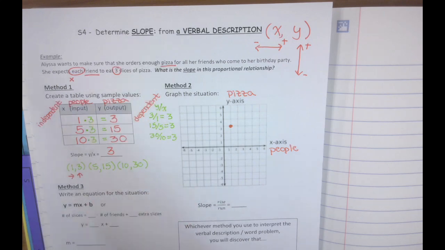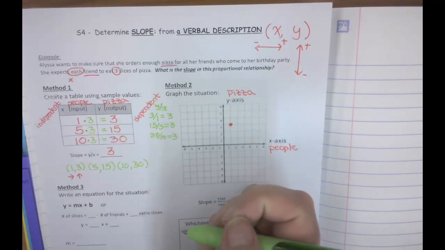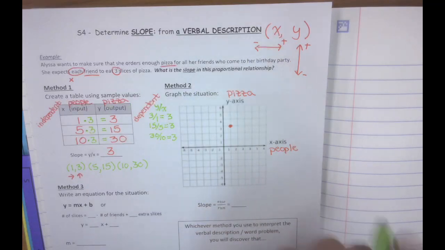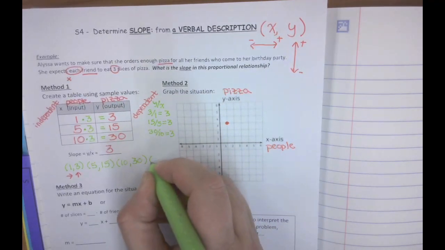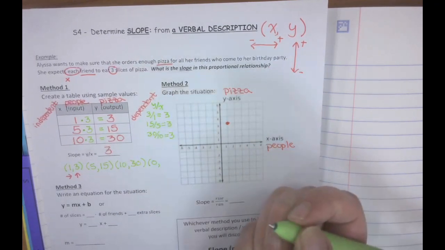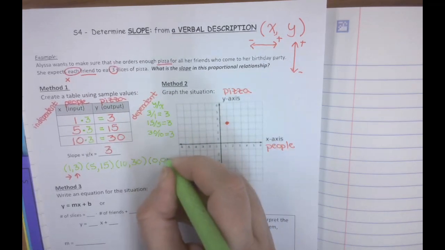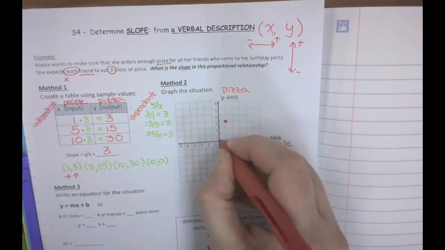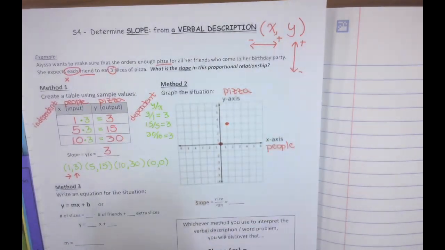So let's come up with another possible number that we didn't have in our table, but one that would fit on this graph. For instance, let's say even Alyssa herself got sick. She came down with the flu and she can't even go to her own party. So 0 people come to this party. She would need 0 slices of pizza. So that could give us a second point that we could plot. We could put a point at 0, 0 at the origin.